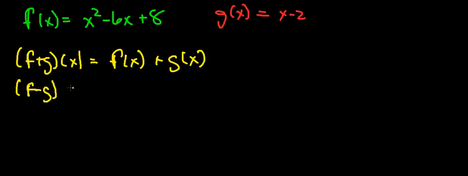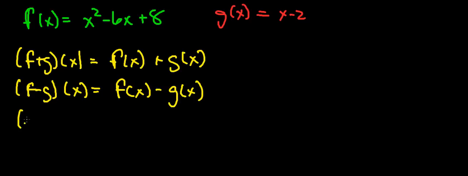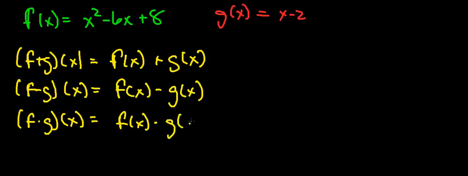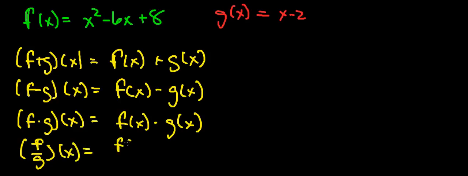And for subtraction, it's the same thing except we're subtracting them. Multiplication, f times g of x is equal to f of x times g of x. And division, f divided by g of x is equal to f of x over g of x. So now that we know that combining functions works very much like regular numbers, let's go ahead and combine these two functions. Let's add them, subtract them, multiply them, and divide them.